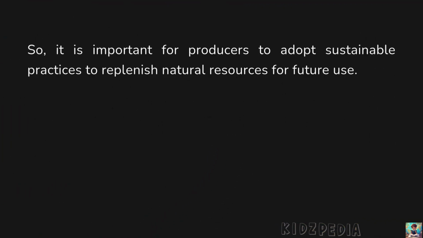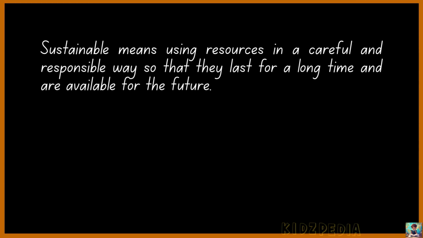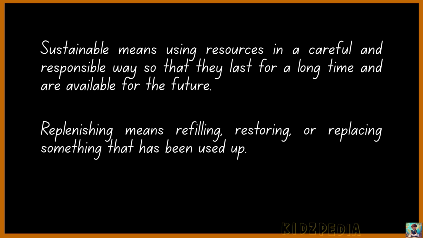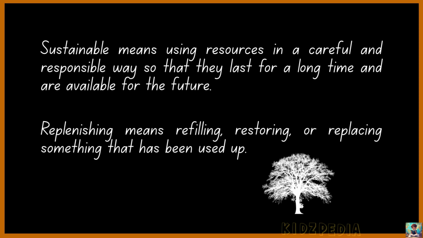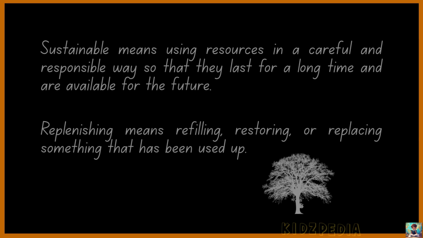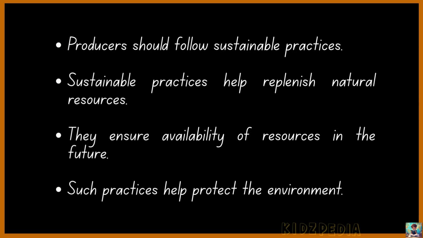So, it is important for producers to adopt sustainable practices to replenish natural resources for future use. Sustainable means using resources in a careful and responsible way so that they last for a long time and are available for the future. Replenishing means refilling, restoring, or replacing something that has been used up. For example, planting new trees after cutting old ones helps in replenishing forest. So, it is important for producers to adopt sustainable practices while producing goods.